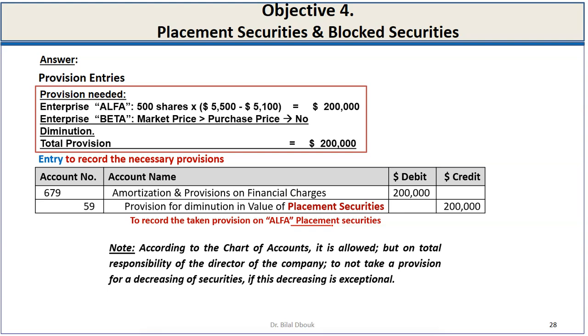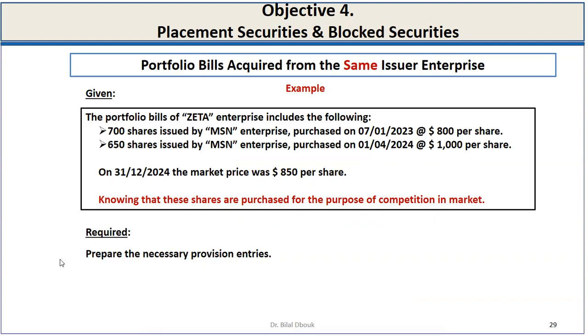So it is allowed, but on the total responsibility of the director of the company, to not take a provision for a decreasing security if the decrease is exceptional. This is also a note according to the Lebanese chart of accounts to pay attention to. Let's move to a different type of example.